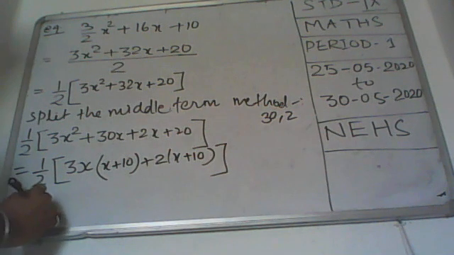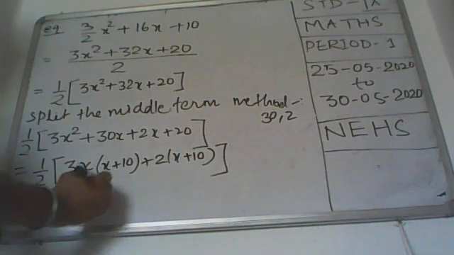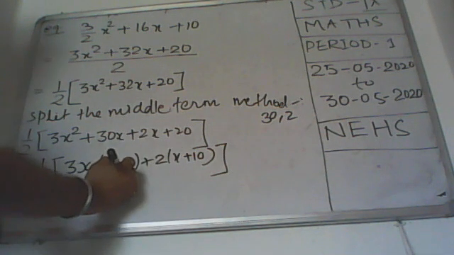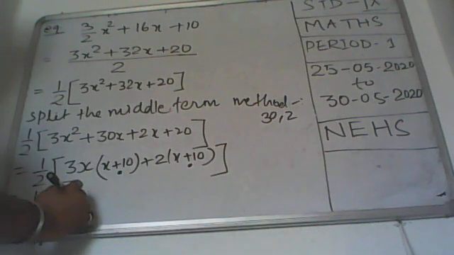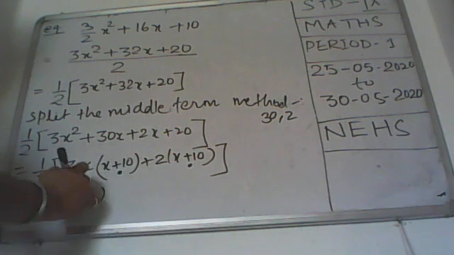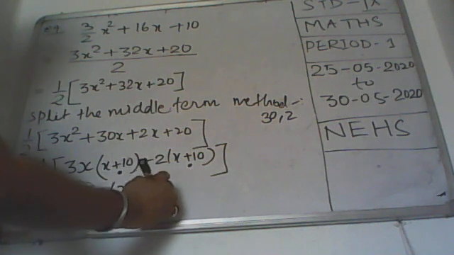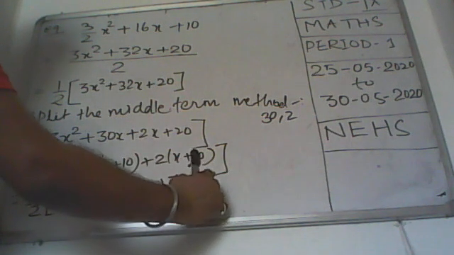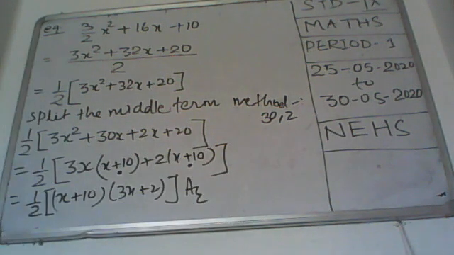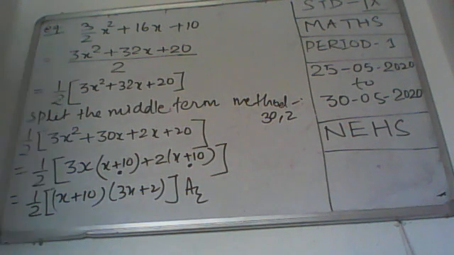So now one thing is clear, that in these two terms, this is my common factor. X plus 10 will come outside only. So this will become 3x plus 2, and this is your answer. So this type of question can be solved like this. Always remember, whenever you are getting three terms and it is quadratic also, we have to use the split the middle term method.